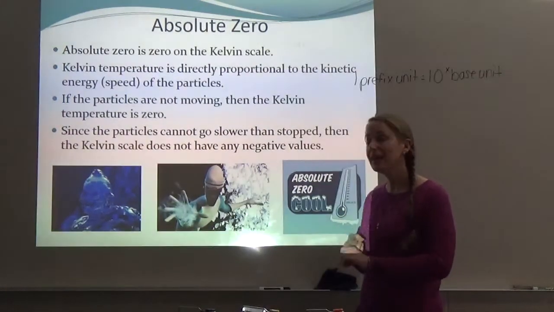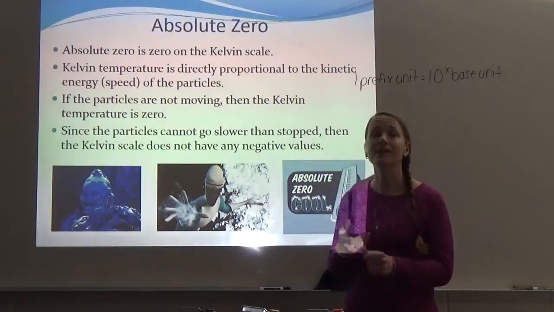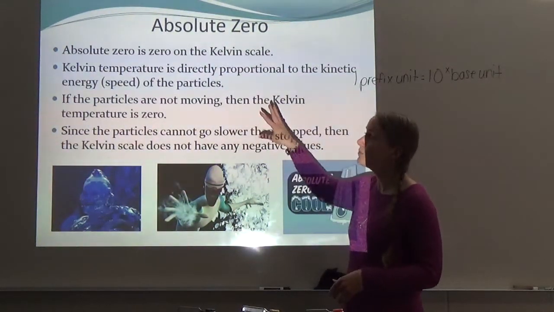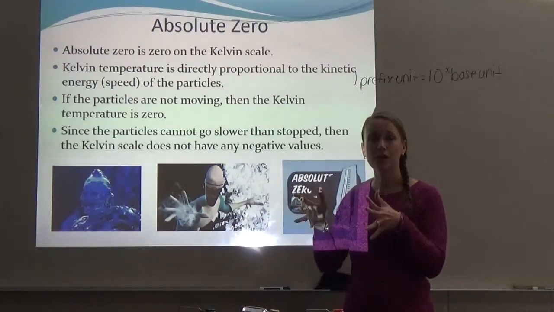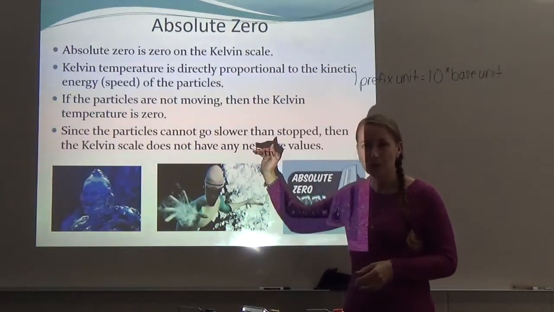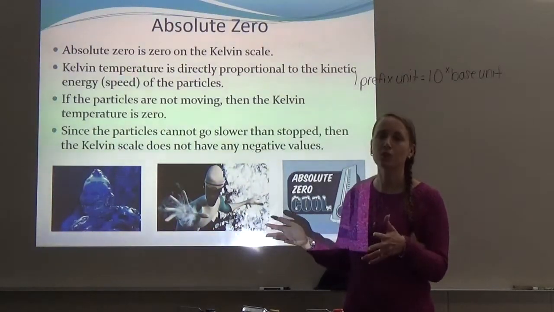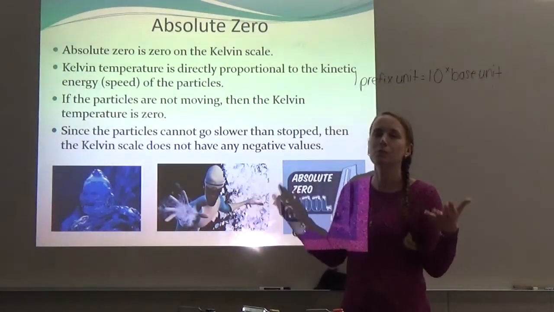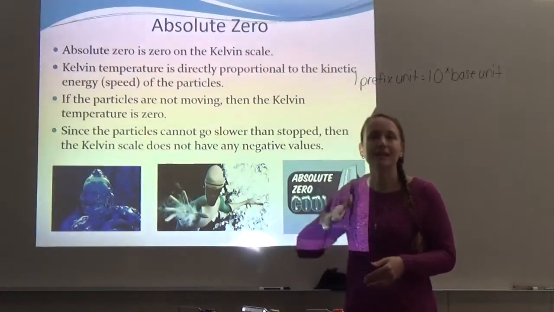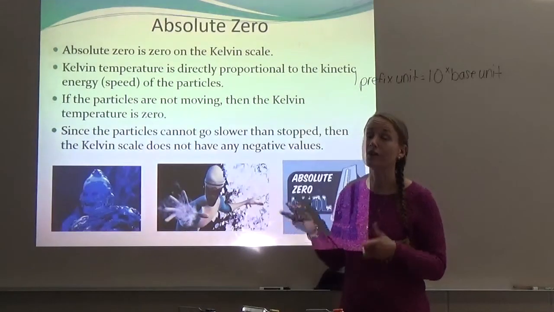So Celsius and Fahrenheit both have negative temperatures, but Kelvin doesn't because it's directly related to the motion of the particles. So once the particles stop and Kelvin hits 0, you can't move any slower. Like even moving backwards is still movement at that point. So absolute 0 just means it cannot get any lower than that on the Kelvin scale.